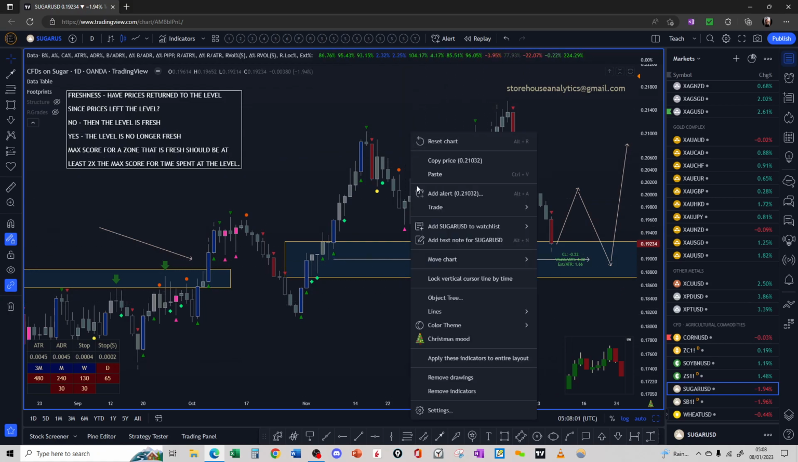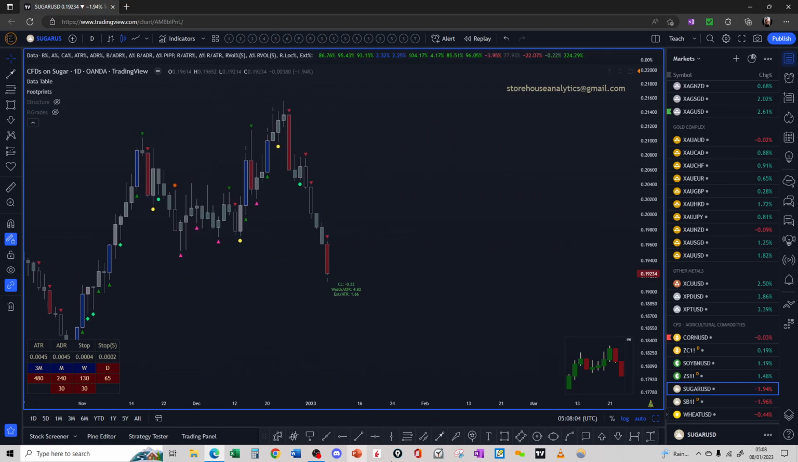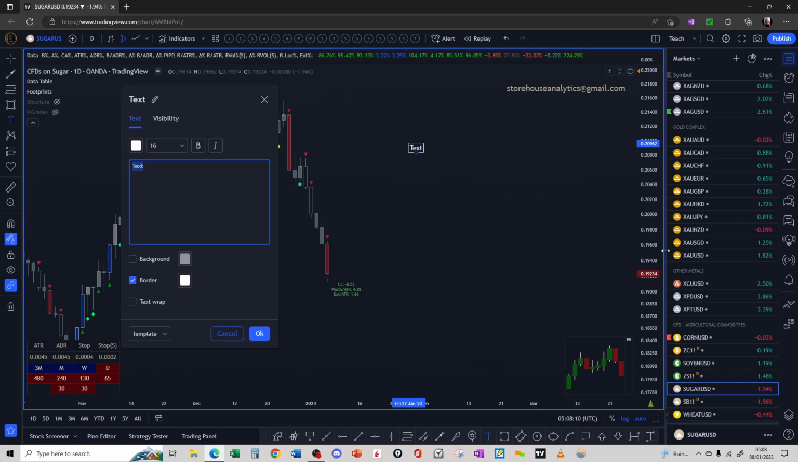So to finish, let's remove all the drawings. Let's talk about that hierarchy to finish. Your scoring hierarchy, you want strength of the move away that we've discussed, higher in the hierarchy. Freshness of the zone, higher in the hierarchy. Let me copy and paste that real quick.